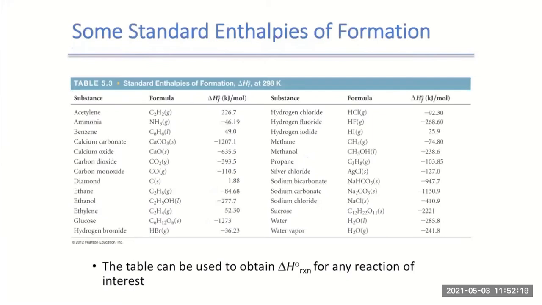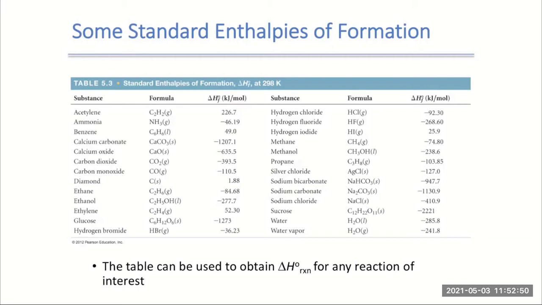When we're looking at some standard enthalpies of formation, we can see different compounds here. Let's say we look at acetylene, C2H2, which has a delta H of formation of 226.7 kilojoules per mole. So we have to add in 226.7 kilojoules a mole to get acetylene from its elemental form.